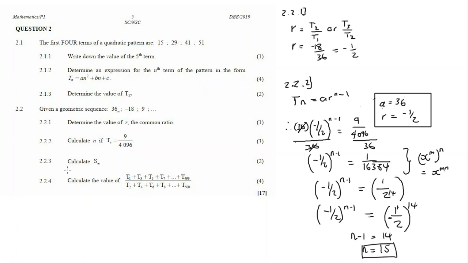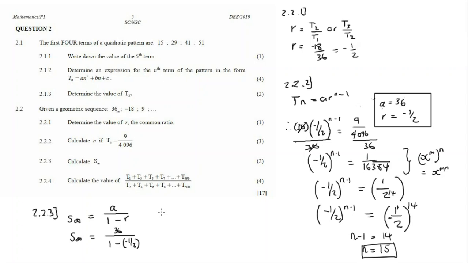And then 2.2.3, we have the sum to infinity. Calculate the sum to infinity. So the sum to infinity is equal to 36 over 1 minus, in bracket, minus 1 over 2. Remember the formula for 2.2.3: sum to infinity is a over 1 minus r. This is true.